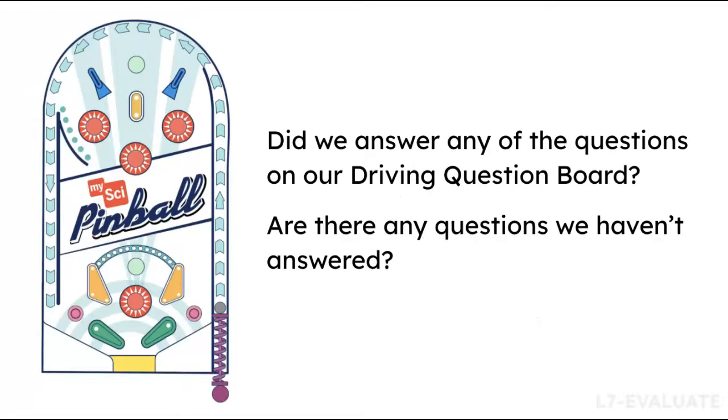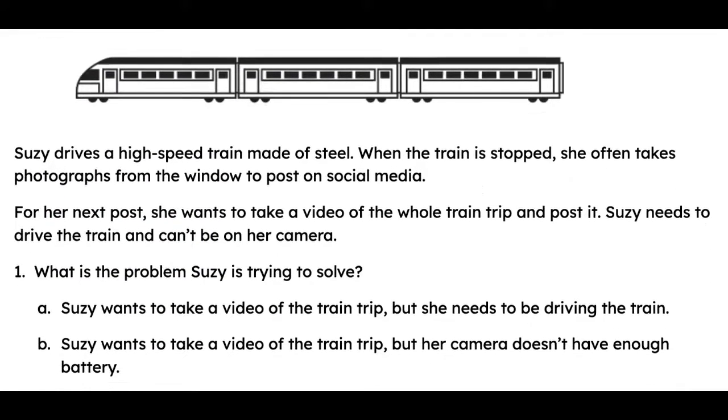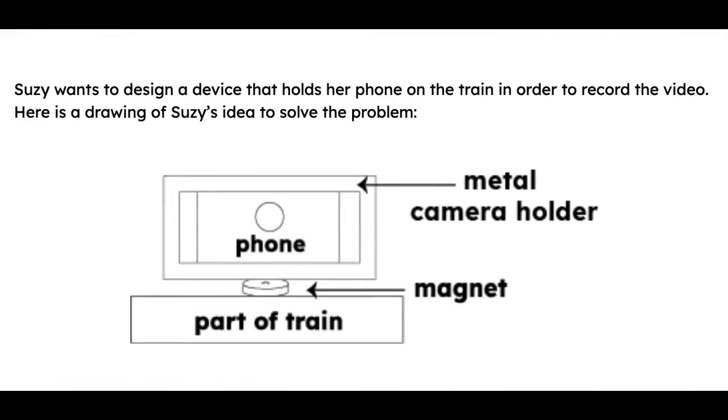To support student sense-making across the unit, orient them back to the driving question board. Ask, did we answer any of the questions on our driving question board? Are there any questions we haven't answered? Try to wrap up any final questions on the driving question board before the end of the unit. Have students complete the sections 2 and 3 summative assessments.